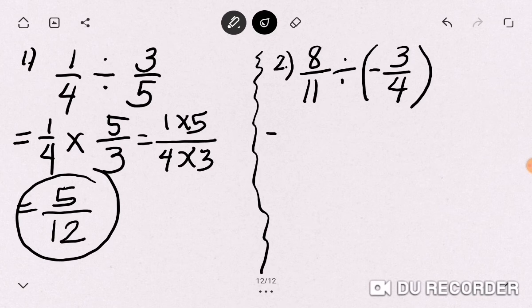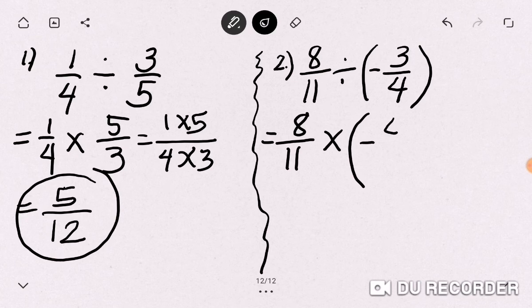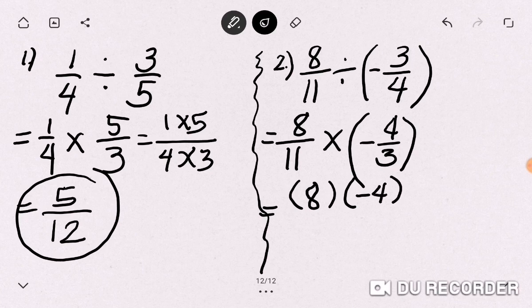So same as the first example, we have 8/11. So this will be multiplied to the reciprocal of negative 3/4. So ang negative 3/4, ang kanyang reciprocal ay negative 4 over 3. So in multiplication ng fraction, napag-usapan na natin sa lesson about operations in integers, kapag magkaibang sign ang multiplication, ang nagiging final answer natin ay negative. So we have 8 times negative 4 all over 11 times 3.